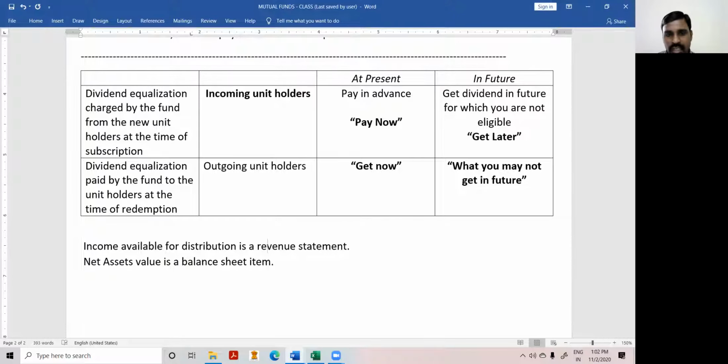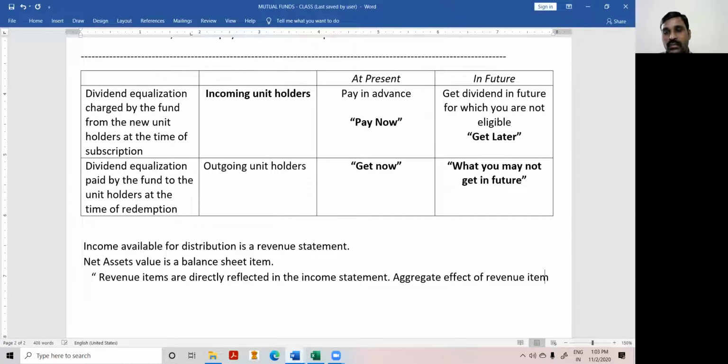That means since it is a revenue statement, only revenue items are considered. Capital receipts and capital payments are not considered. Here you'll consider everything, so capital payments are directly routed through this point. Therefore, the logic is very simple. Revenue items are directly reflected in the income statement, and the aggregate effect of revenue items is indirectly captured, ultimately reflected in the balance sheet.